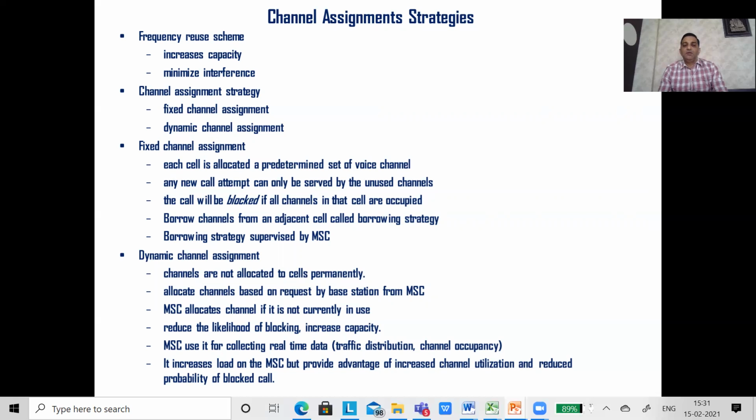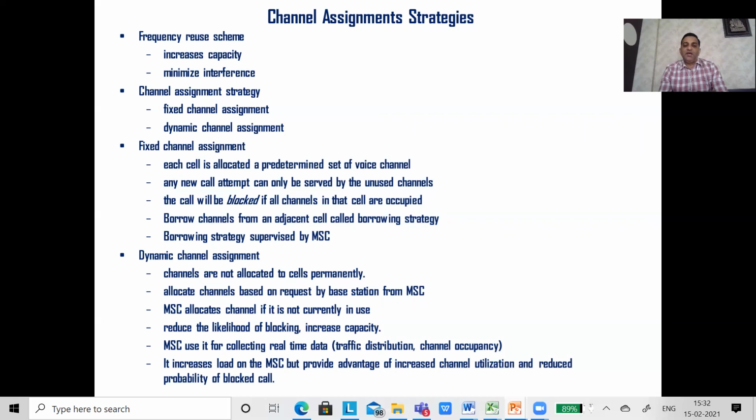So in that case, the borrowing concept is used, where a channel is borrowed from an adjacent cell, called the borrowing strategy. The borrowing strategy is supervised by the mobile switching center. It is only linked with the fixed channel assignment strategies, and it is required because all the channels are occupied and giving services to the subscribers who are demanding the services.